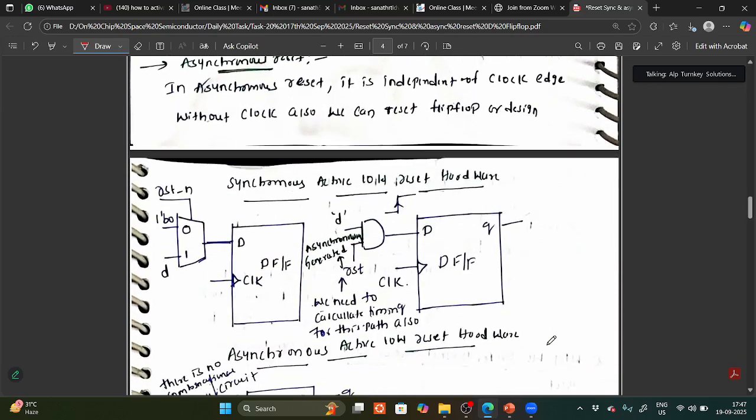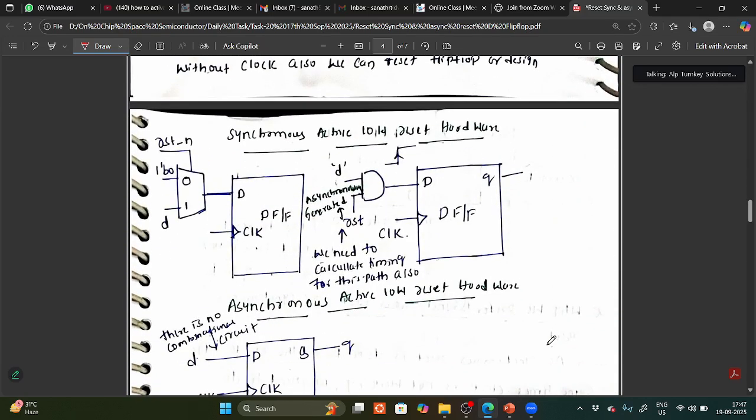Suppose this is the circuit diagram. There are two types of resets. We are talking about active low reset: synchronous active low reset and asynchronous active low reset. Synchronous active low reset, how can we give it? We can give it with a 2x1 mux. So what happens with a 2x1 mux? You know the 2x1 mux, we already saw it, no?